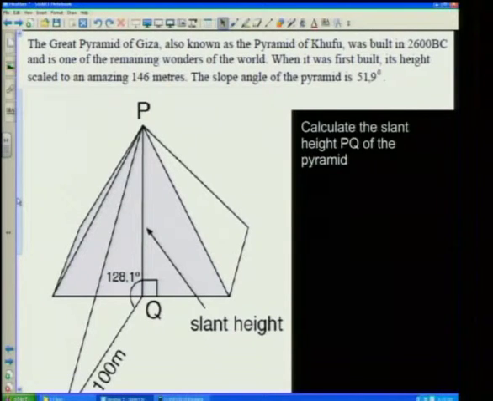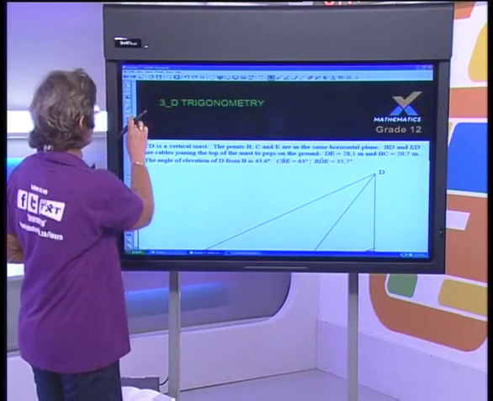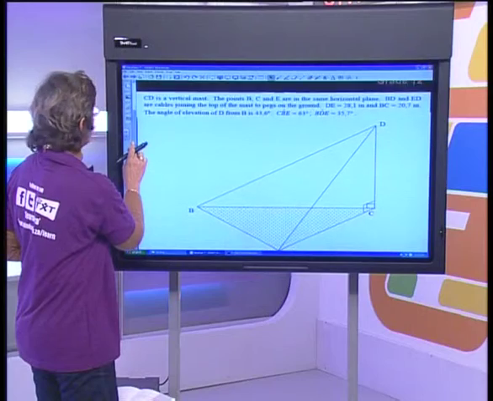So you've got your picture. Just remember that PQ, that's the one that you're finding there. Okay, that's called the slant height, and they want you to find out the slant height PQ of the pyramid. Got it? And it is posted. Perfect. Okay, so let's go back to where we were, going into some 3D trig.